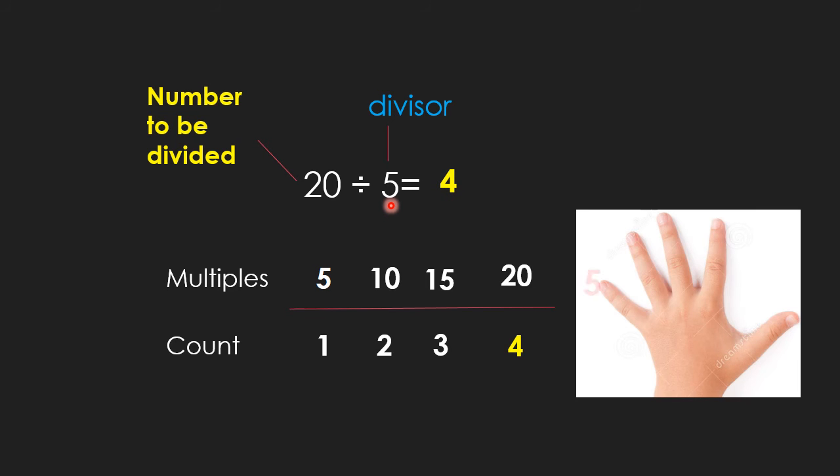Now let's use your fingers. Raise your first finger, which is 5. Second finger, which is 10. Third finger, 15. 20, fourth finger. How many fingers did you raise? You have raised 4 fingers. So 20 divided by 5 is 4.